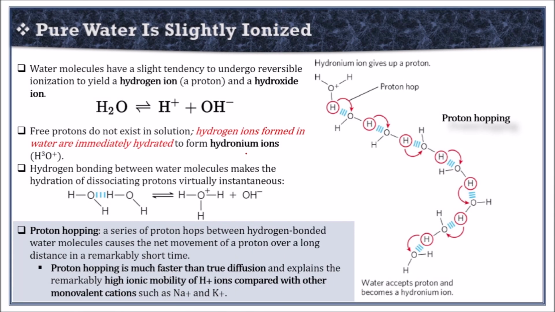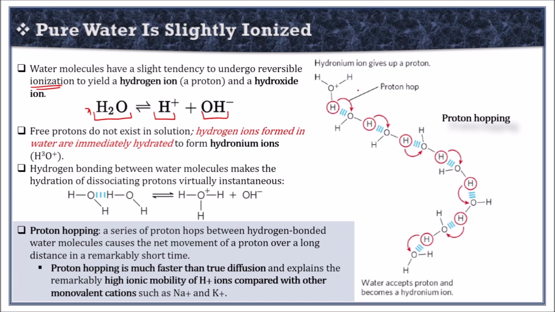So pure water is slightly ionized, meaning that water molecules have a slight tendency to undergo a reversible ionization, as you can see in this equation. This is the water molecule H2O, and it breaks into H plus and OH negative. Okay, H plus is the proton, because after removing an electron from hydrogen, what is left is a proton. So that's why it is called a proton. And then we have a hydroxide ion, that is OH negative.